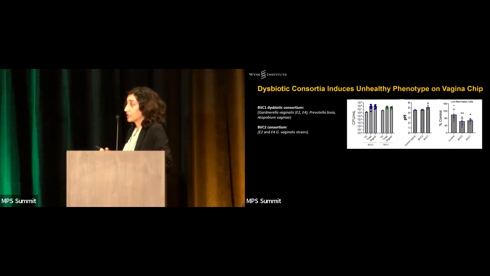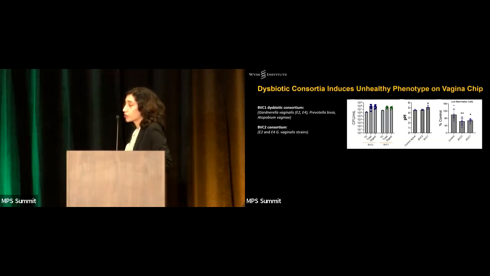So we established a model for a symbiotic microenvironment, and we wanted to see if we can model a dysbiotic microenvironment as well. So we used isolated dysbiotic bacteria, again from women that have dysbiosis, and came up with 2 different consortia called here BVC1 and BVC2. BVC1 is a consortium that consists of 2 strains of Gardnerella vaginalis, Prevotella bivia, and Atopobium vaginae, and BVC2 is just the 2 strains of Gardnerella vaginalis.